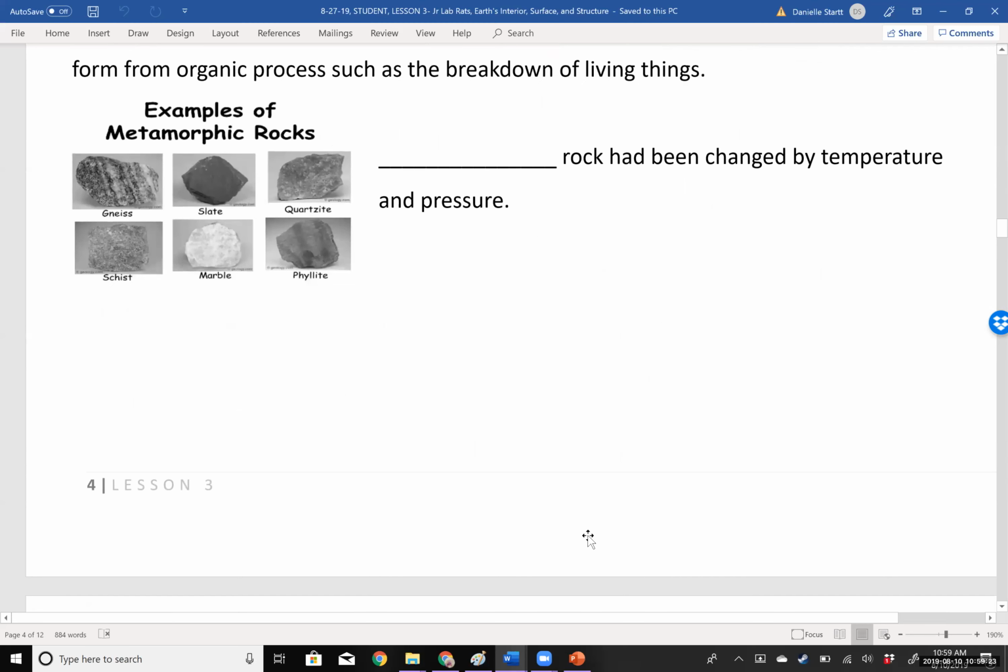Examples of metamorphic rock. Blank rock has been changed by temperature and pressure. Well, what word means to change form? Like a butterfly undergoes metamorphosis. Maybe metamorphic rocks change form, temperature, and pressure. And here are some examples: gneiss, slate, quartzite, schist, marble, and phyllite.